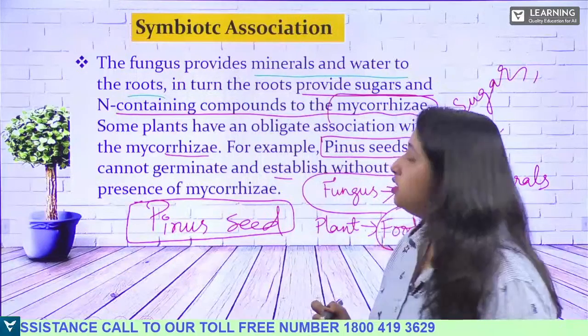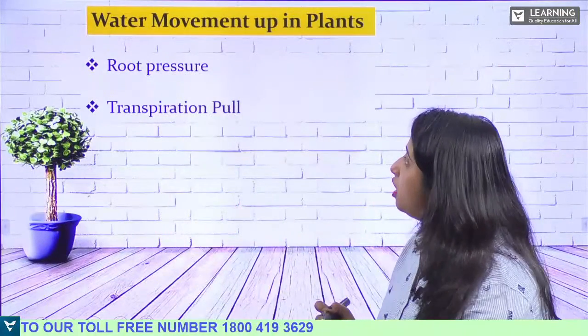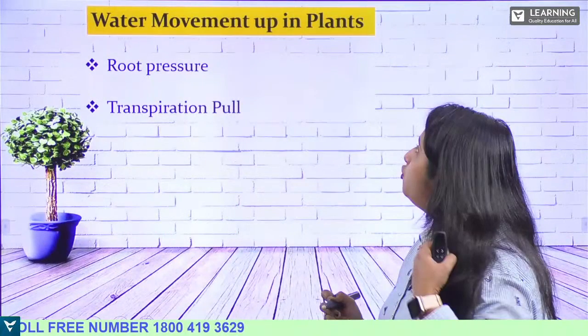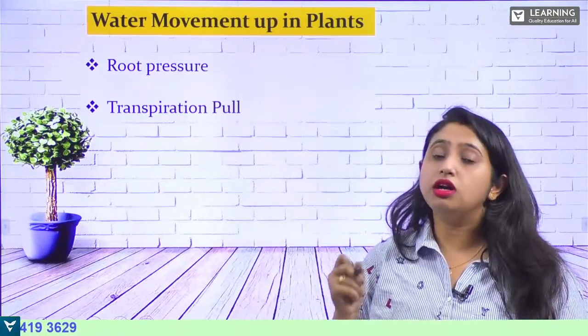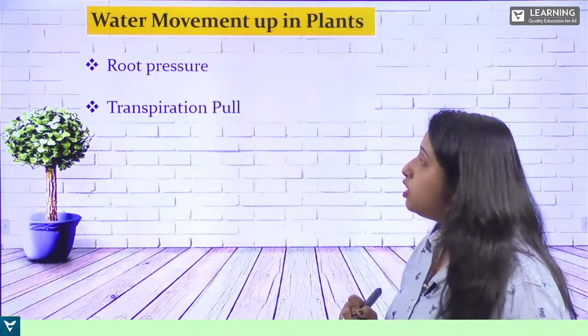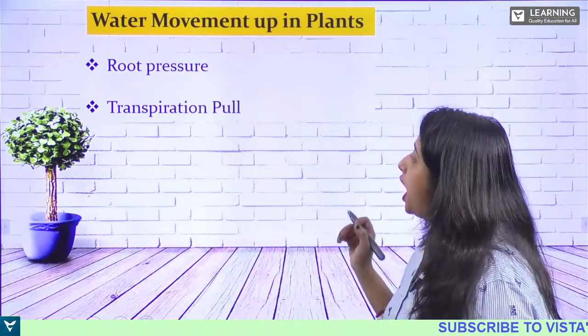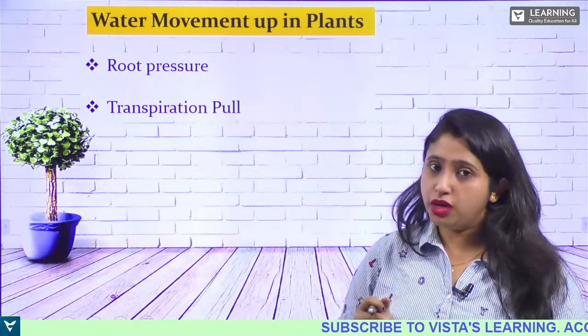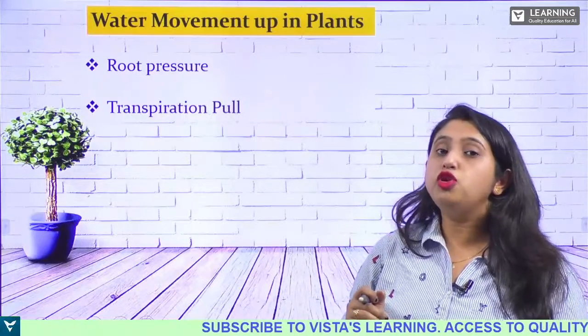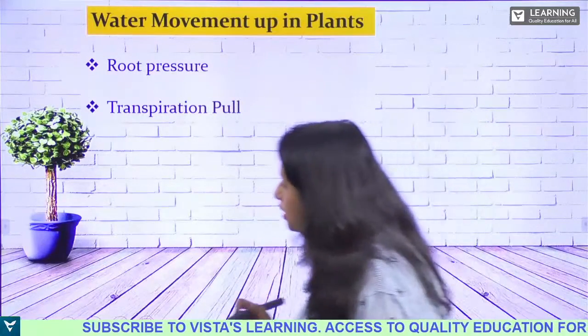Is that clear? Yes. So now, water movement up in plants. What does it mean? Water movement up in plants takes place with the help of root pressure and transpiration pull. It takes place with the help of what? Root pressure and transpiration pull. Now what does it mean?